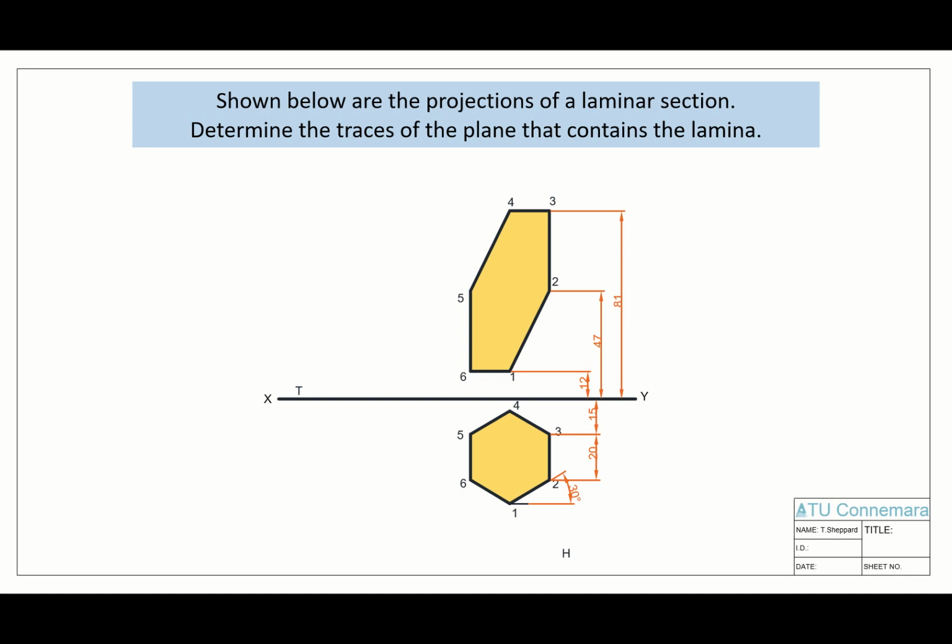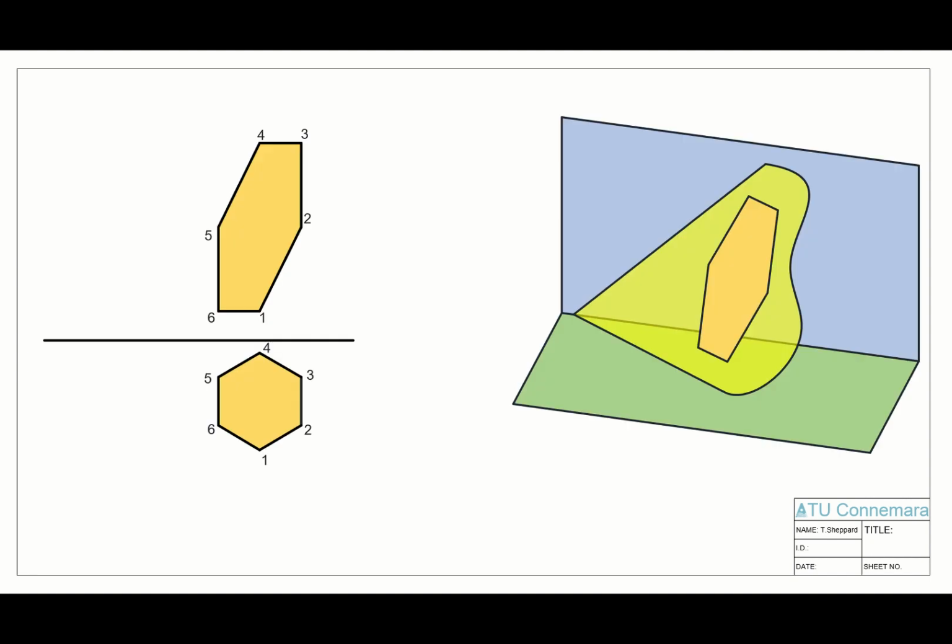So in this video we're going to look at the solution to this question where we're trying to find the traces of a plane that contains the lamina given. And this video is going to focus on method 3, which is the auxiliary method for finding that VTH. So there's our setup. As you can see, we have our lamina, which is our hexagon in plan, and we have what looks like a stretched hexagon in elevation, just using the dimensions we're given. And there's our 3D of the same.